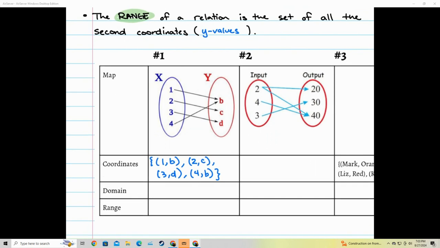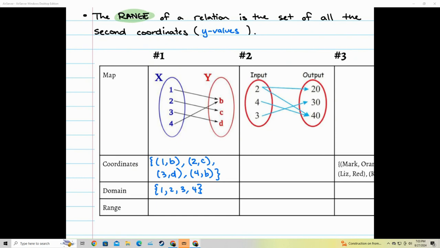All right, let's talk about the domain. Remember that the domain is the first parts of your coordinates. The first parts of my coordinates were the 1, the 2, the 3, and the 4. I want you to notice that it's also the first numbers that you see here, the 1, 2, 3, and 4. So what's my domain? It's 1, 2, 3, and 4. And because it's a set of numbers, I'm going to write it in the squiggly brackets.